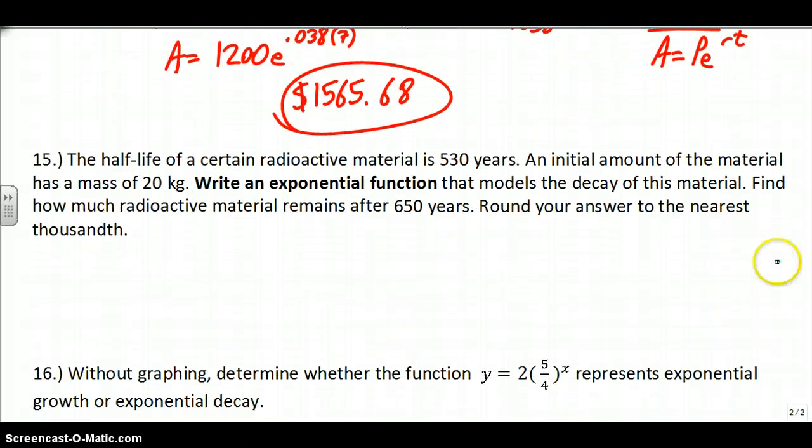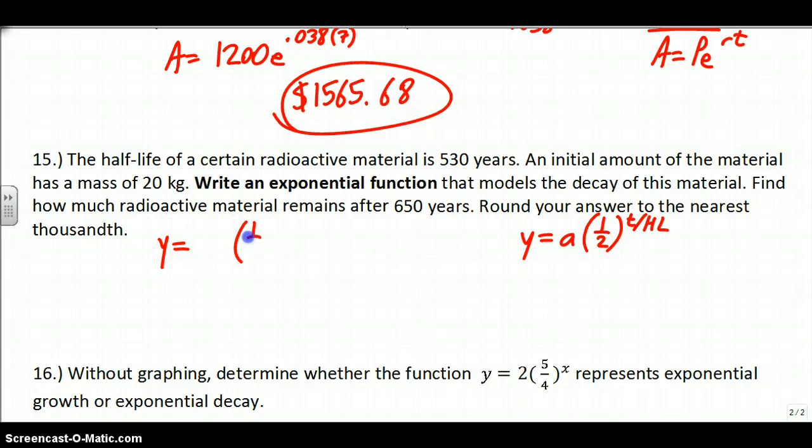The half-life of a certain radioactive material is 530 years. Oh, half-life. That's this formula: A times 1/2 to the t over HL power, where t is time, HL is half-life, and A is your initial amount. So the half-life is 530 years. So we can go ahead and start filling some of this in. The t is going to be there, and the half-life is 530 years.